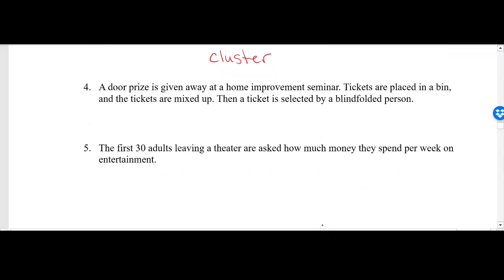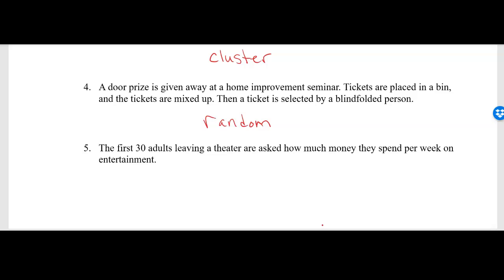Okay, number 4, a door prize is given away at a home improvement seminar. Tickets are placed in a bin and the tickets are mixed up. Then a ticket is selected by a blindfolded person, meaning what's happening here? They're just randomly selecting a ticket. That is our random sample.